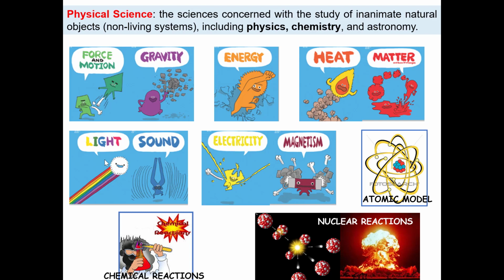Then we will study briefly some concepts about electricity and magnetism. And at the end of the course, we will move more to the chemistry part. In these chapters, we will study the atomic model, the chemical reactions, and finally the nuclear reactions. These are what we are going to study in this course.